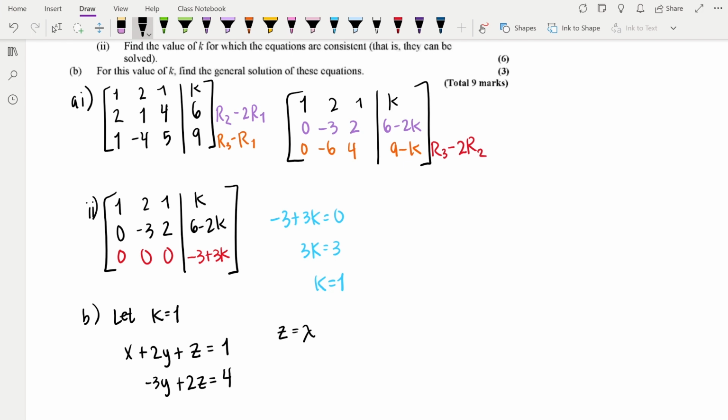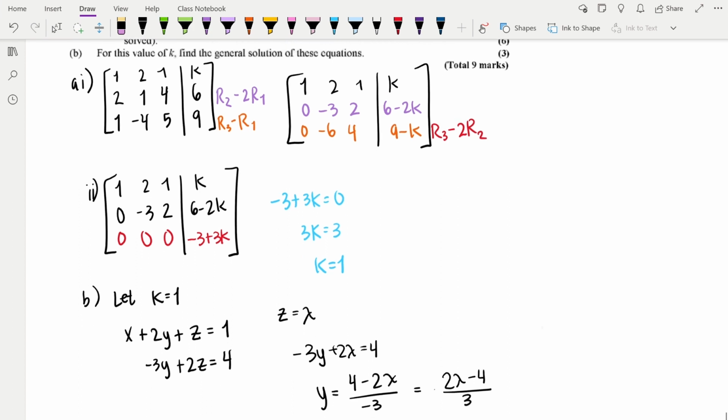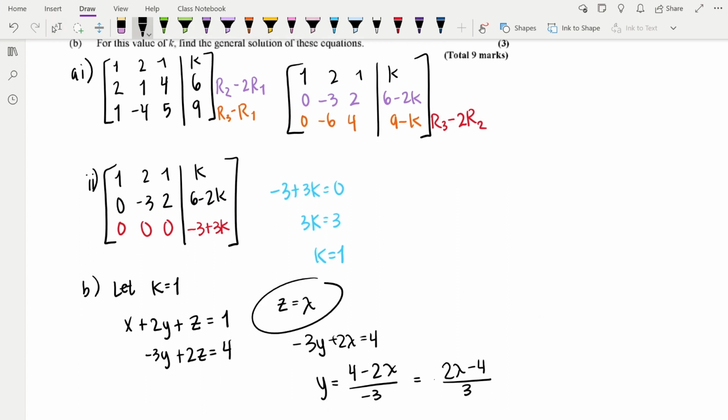That means this bottom equation becomes negative 3y plus 2 lambda equals 4. Just rearrange this to solve it for y. y equals 4 minus 2 lambda over negative 3. So that will be, I'd like to pull this up, 2 lambda minus 4 over 3. I was just getting this negative by distributing it into the numerator. So now I have z. If z is lambda, then y is 2 lambda minus 4 over 3.